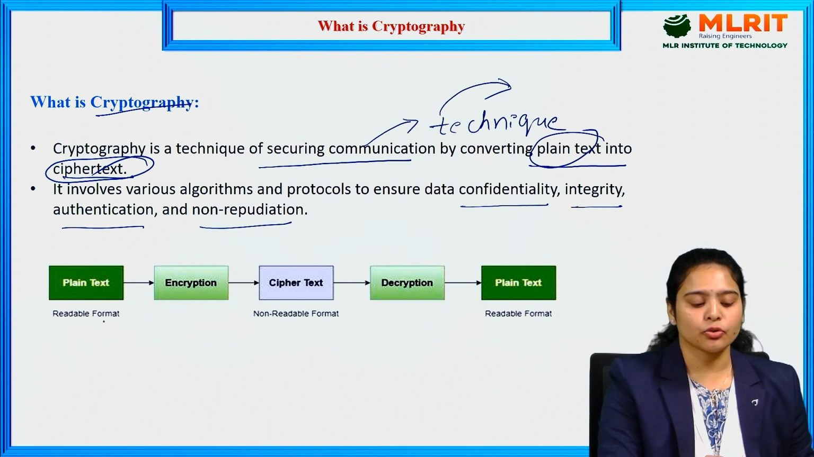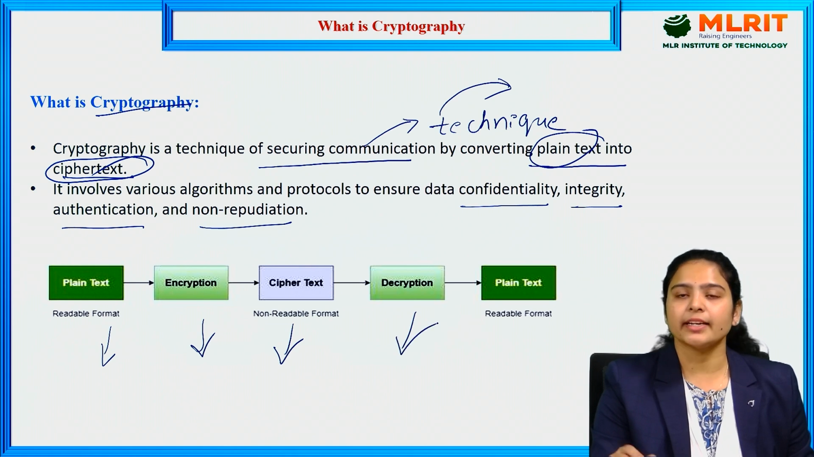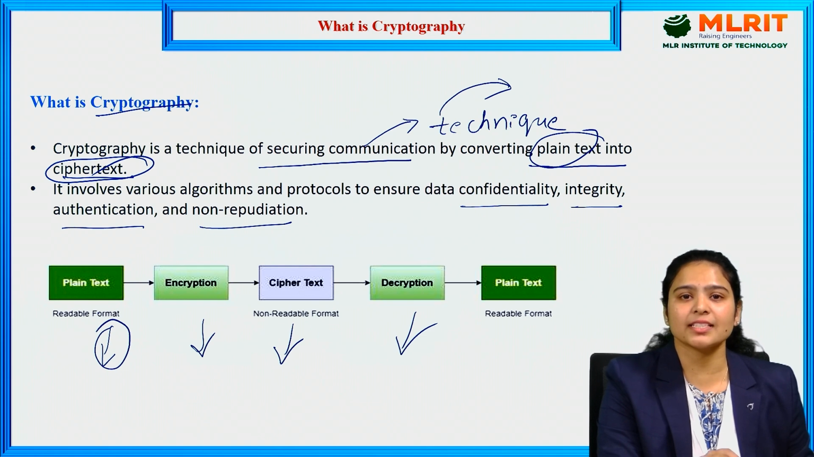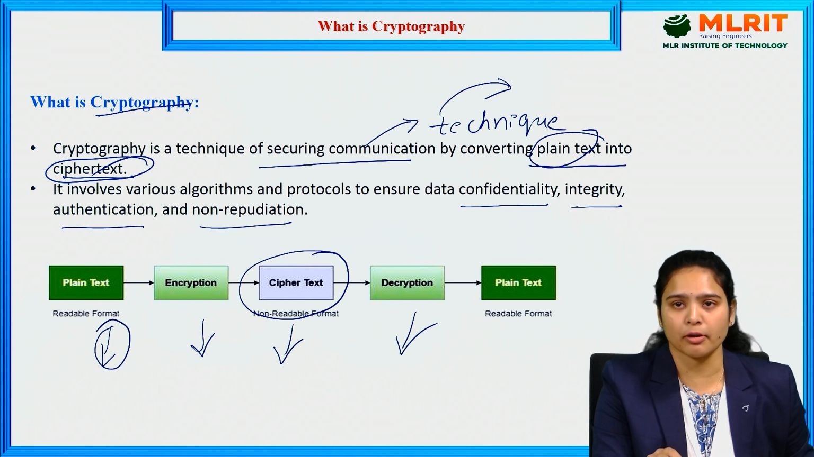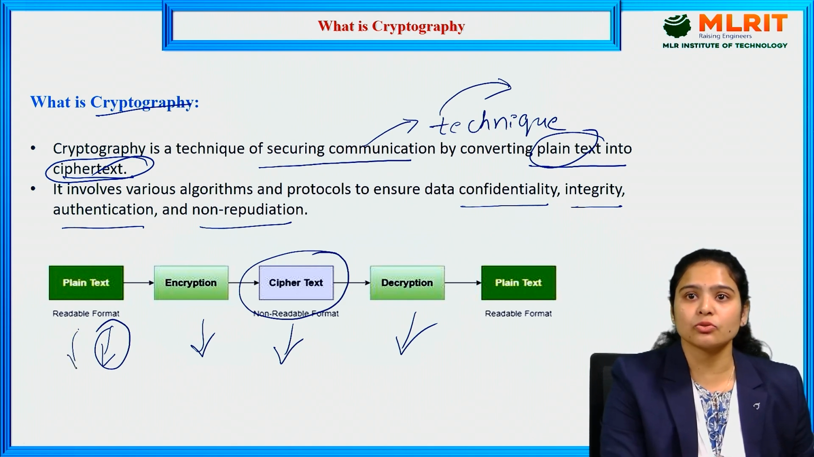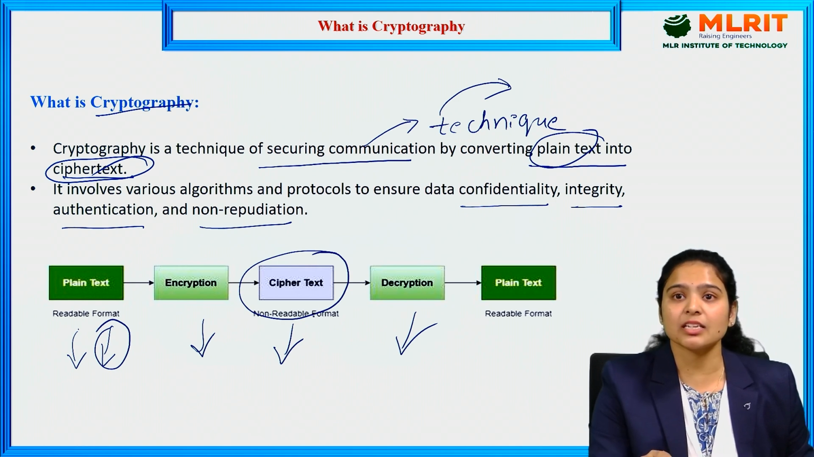Firstly, we should know about the plain text, encryption process, ciphertext and decryption. First comes the plain text. Plain text is the user-readable format. Ciphertext is a user-unreadable format. The basic difference between plain text and ciphertext is the readable and unreadable format. Plain text is the original data sent by the sender, and converting the original plain text gives the ciphertext.